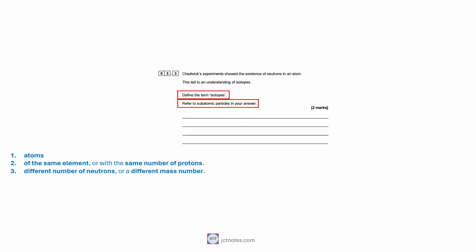As we need to mention subatomic particles in our answer, put it together: isotopes are atoms of the same element with a different number of neutrons.